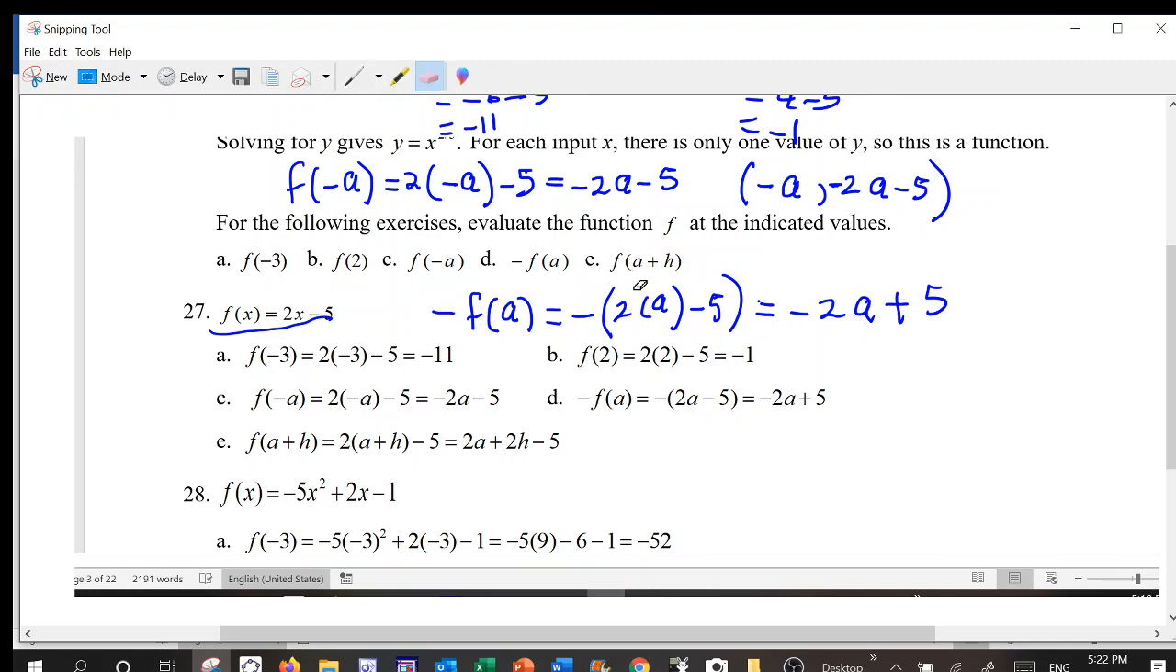And then the last one is f of a plus h. Again, we don't care what the input is, whatever it is, we just put it for x here, because the rule says 2 times x minus 5. So 2 times a plus h, minus 5. Again, we can't just get a number out of this because we don't know what a is and we don't know what h is. But we can simplify it. So we get 2a plus 2h minus 5. Okay? So that's what this is.